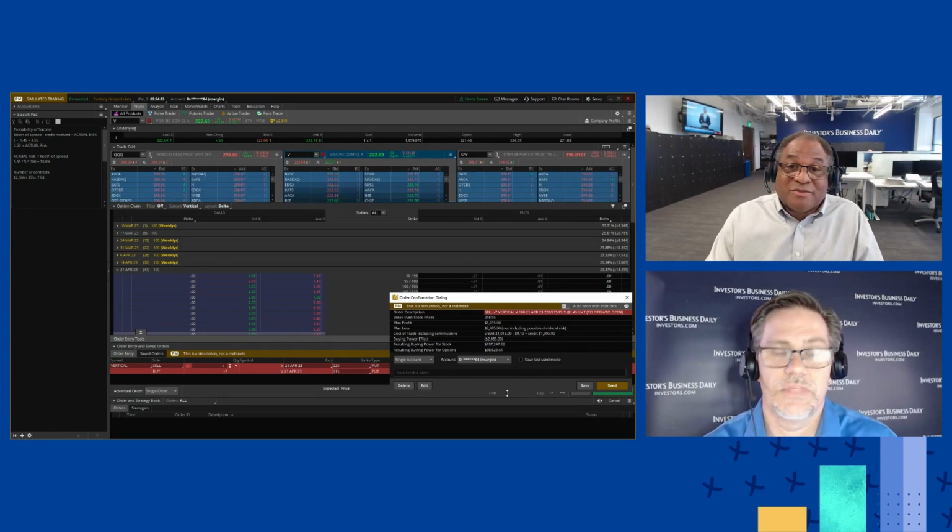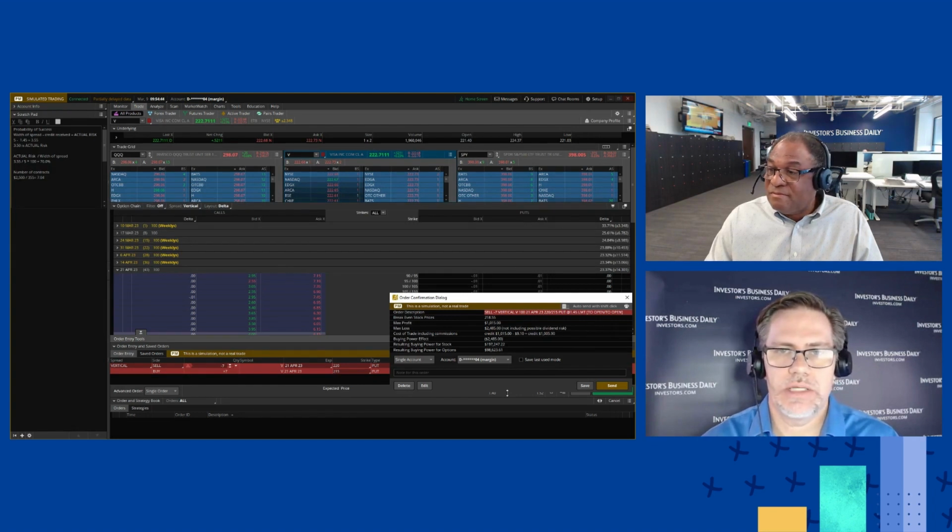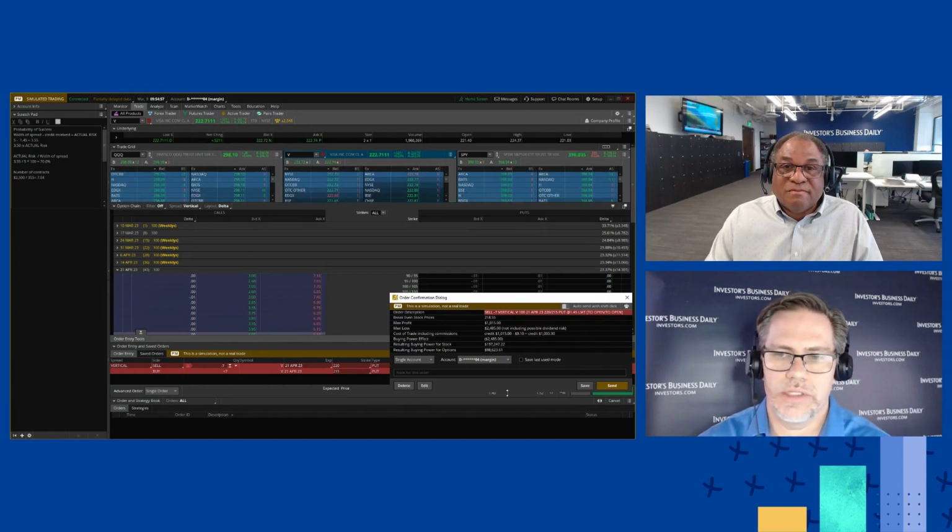And as a reminder, if this goes against you, and that means the stock goes down, once it goes below 215 at expiration, your risk is no longer increasing. It's capped. That long put really offers you protection. So no matter how far down Visa goes, you're not going to lose any more than you would once it goes past that 215.